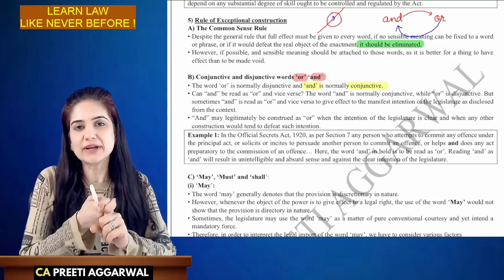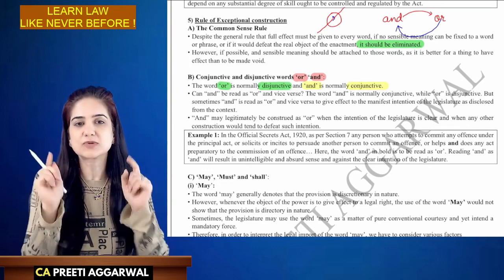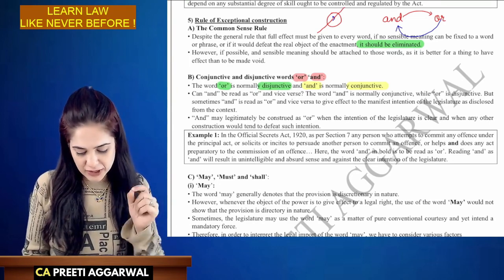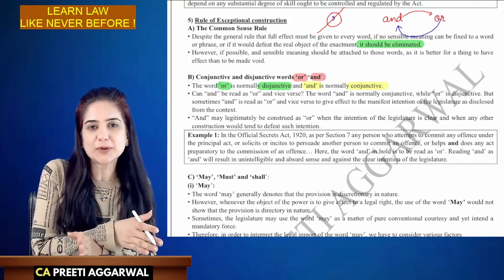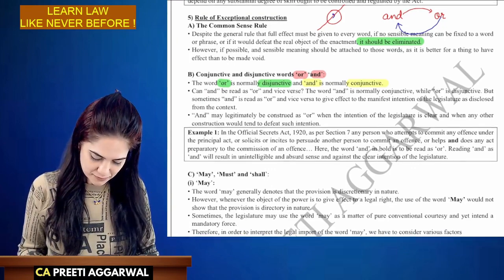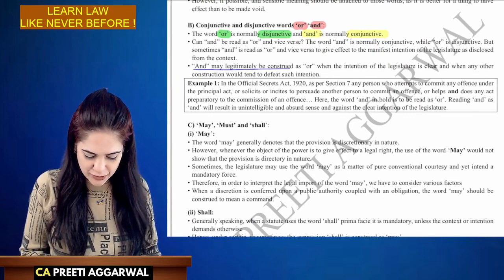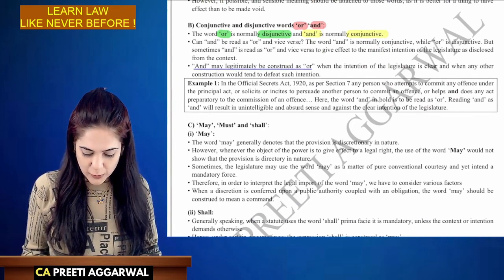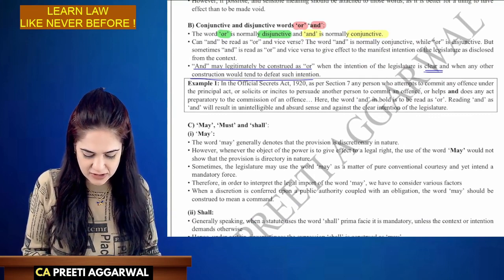Conjunctive means it is joining, and or is disjunctive, means it separates the two sentences. If you read the word and or as it is creating confusion, then substitute and see. If it is making more sense, then use it. And may be legitimately construed as or when the intention is clear and when other construction defeats the intention.